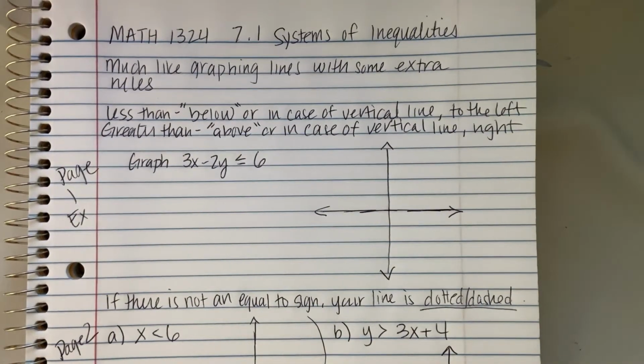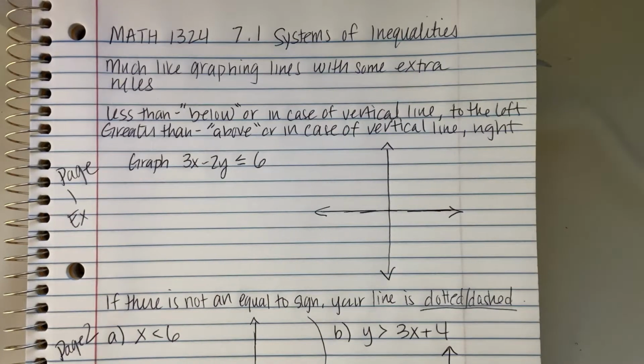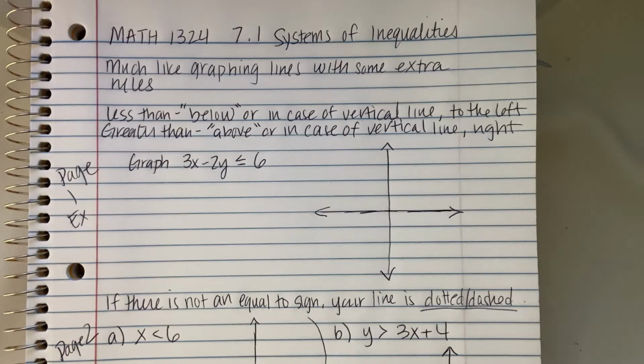Okay, hello business algebra. We have the last set of notes before test 3, which is 7.1, system of inequalities. 6.6, 7.2, and 7.3 were removed because we lost that week, as was chapter 8. So we're just focusing on the stuff we really need.